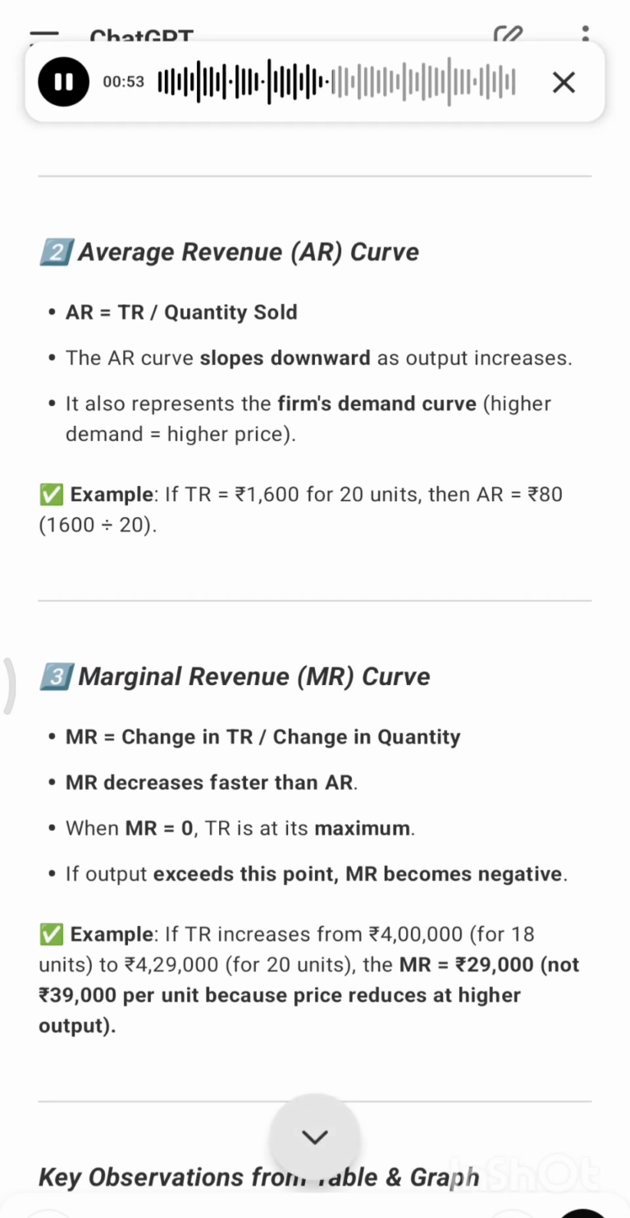3. Marginal revenue, MR curve. MR equals change in TR over change in quantity. MR decreases faster than AR. When MR equals 0, TR is at its maximum. If output exceeds this point, MR becomes negative. Example: if TR increases from 4,000 for 18 units to 4,029,000 for 20 units, the MR equals 29,000, not 39,000 per unit, because price reduces at higher output.